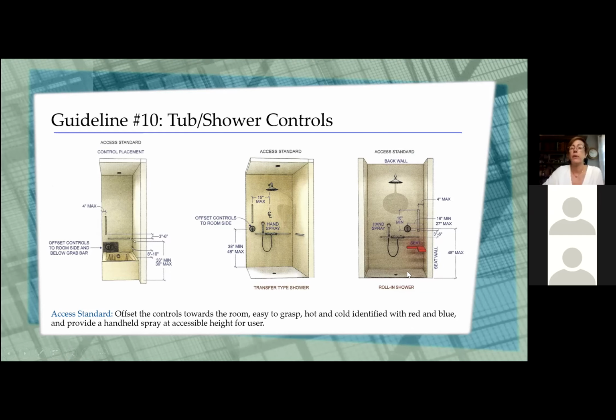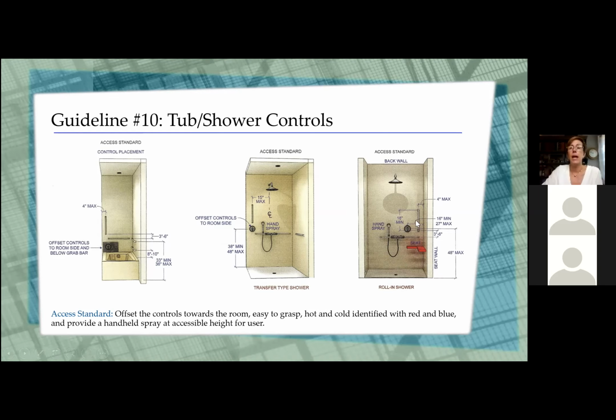In this diagram where they're actually rolling in, you may have a seat, although their diagram, that's a little tiny of a seat to sit on, so it would probably be a little bit bigger than that. But in this one, they're giving us the placements. Again, hand spray is low, volume control is offset. The grab bars are here so that you can get yourself up and off of the seat if you need to.